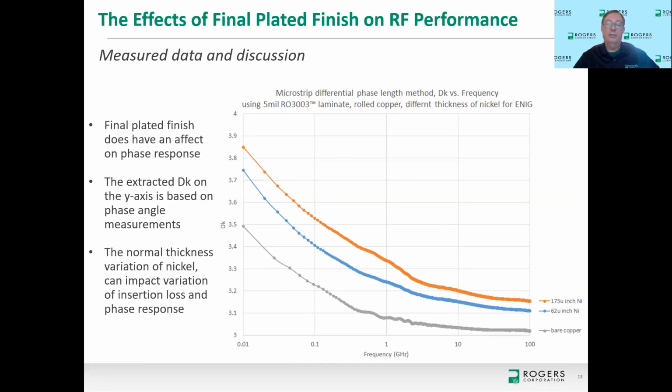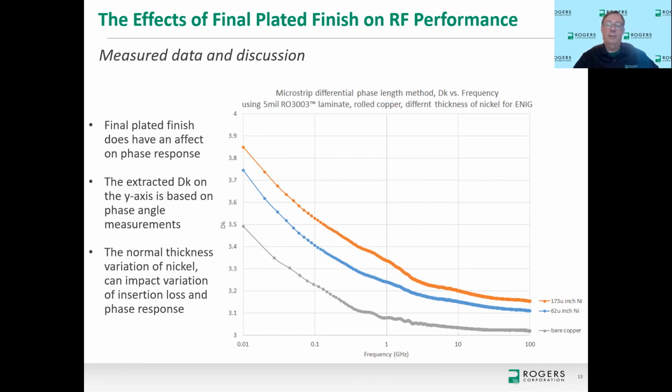And in this case, the phase response was used to determine the values on the y-axis, which is the extracted dielectric constant. So the gray curve is the bare copper circuit. The blue curve in this case is the thin nickel, and the orange curve is thick nickel, again using ENIG. So you can see that there's a difference between the bare copper curve and the thin nickel of about 0.1 for the extracted dielectric constant. And that's a pretty big difference for dielectric constant.